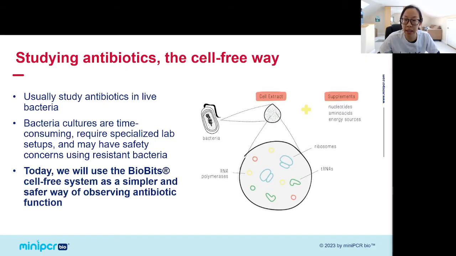So as an alternative, today, we're going to be using BioBits, which is a cell-free system that contains all the molecular machinery you need to make proteins. For example, like you see in this picture here, like the ribosomes that we'll be focusing on today. So they contain these ribosomes. Now, if we wanted to look at antibiotics that targeted cell wall synthesis or DNA replication, we would have to use bacteria cells because the cell-free system doesn't contain those elements. But because we are looking at antibiotics specific to protein synthesis, we can use this simpler and safer model that allows us to observe those mechanisms.